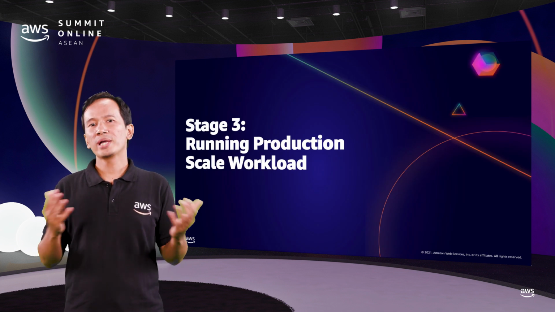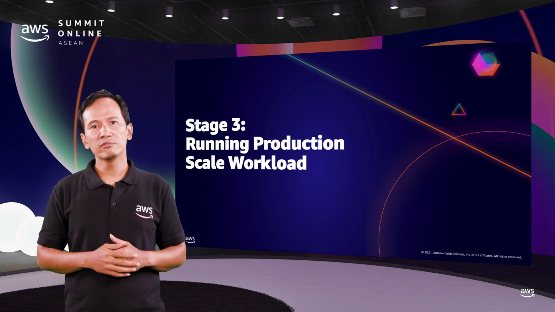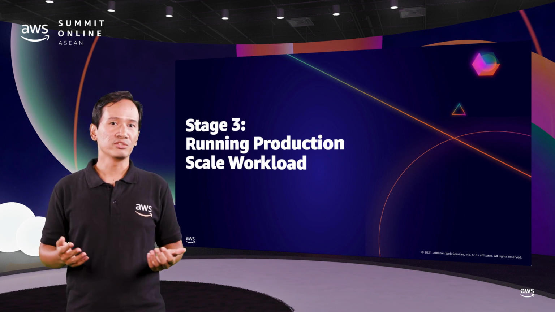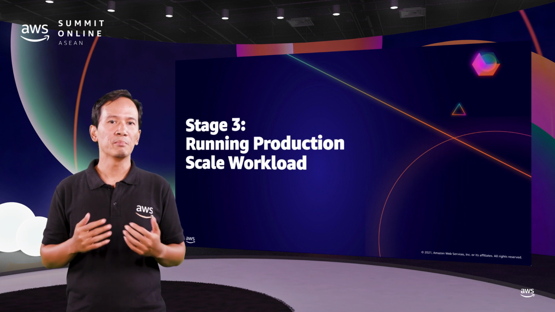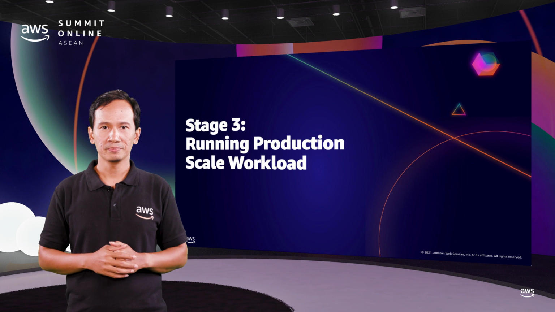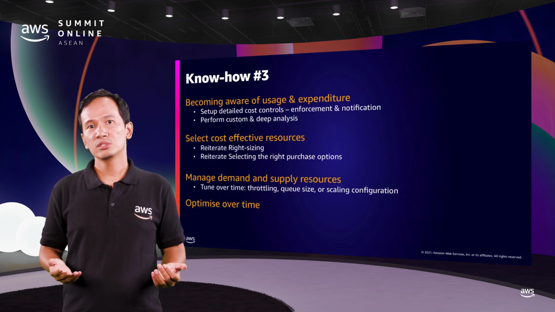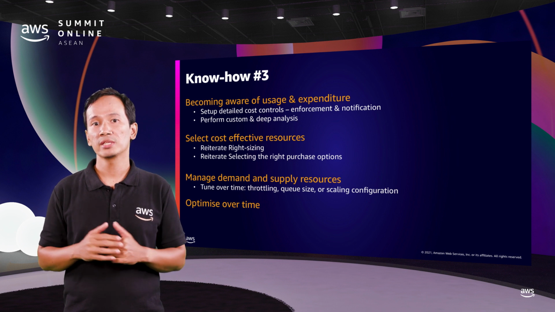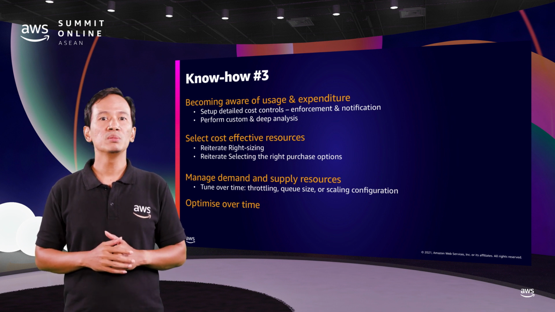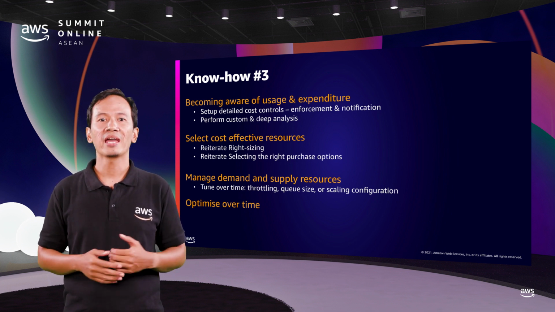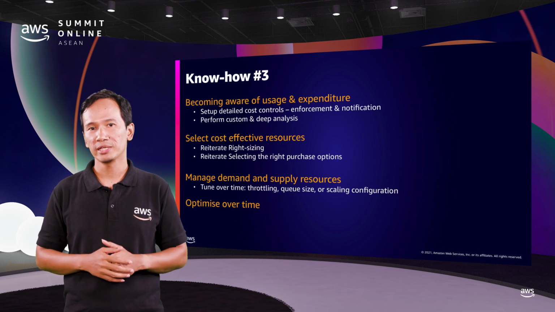Well, that was quite a lot of action to be considered for cost optimization in stage 2. Now, how about stage 3? The stage when you run and manage critical production scale workload to serve real customers. In this stage, most of the know-hows and actions are similar to the previous stages, but you should be more careful of what you do because it is production. You don't want to implement major changes and have a bad impact on your customers, right?